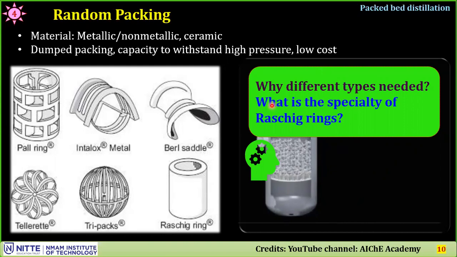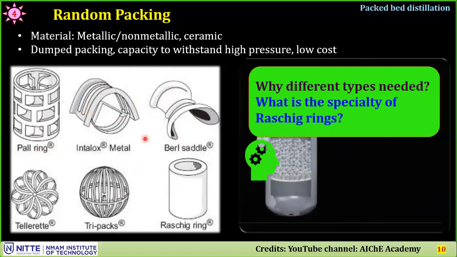Alright, the question is why different types are needed. Different types are based on the application. You can see that the surface area increases from the first generation to the second generation, then to the third generation. How the liquid and vapor come in contact with each other, the mass transfer zones, is also an important issue. How the packing density can be improved is also an important issue. So all these questions can be solved at different levels using different types of material.